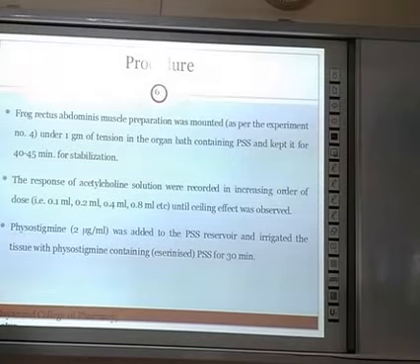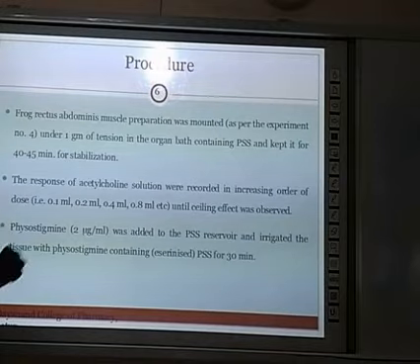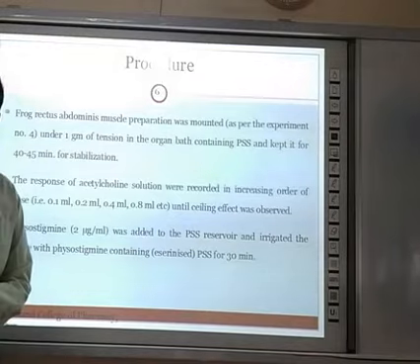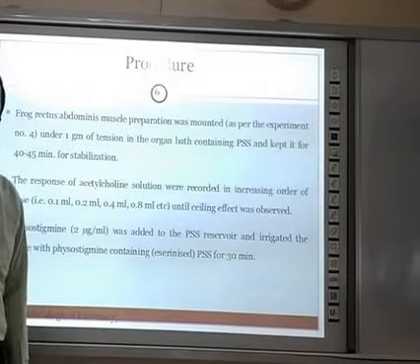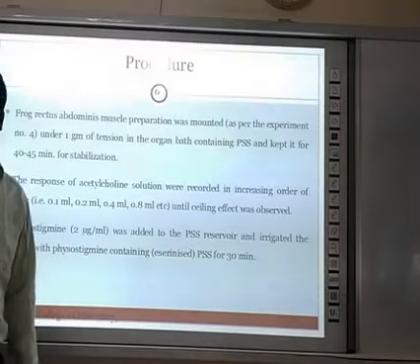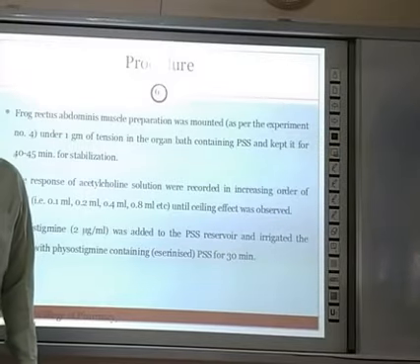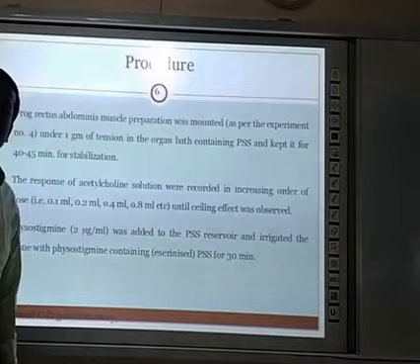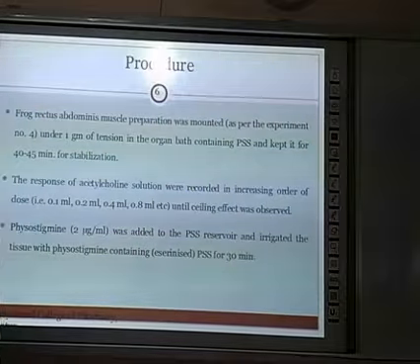After recording the effect of acetylcholine at various doses, the next step is to add physostigmine, that is 2 microgram per ml concentration, to the physiological salt solution reservoir. That means we have to add physostigmine in our PSS. After addition of physostigmine, that PSS is called eserinized PSS. Eserinized PSS means PSS which contains physostigmine. Physostigmine is also known as eserine.